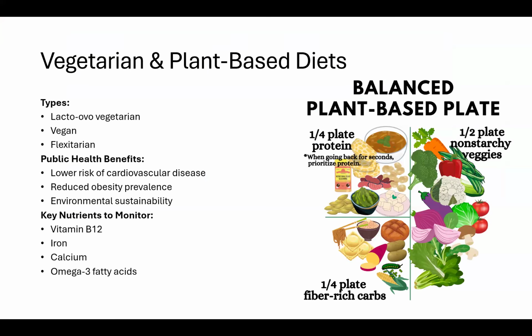Then we have vegetarian and plant-based diet. They have different types like lacto-ovo vegetarian, vegan, and flexitarian. They are important from a public health perspective, as they have benefits of lower risk of cardiovascular disease, reduced obesity prevalence, and environmental sustainability. Key nutrients which should be monitored are vitamin B12, iron, calcium, and omega-3 fatty acids in these populations, because there is a chance of decrease of these nutrients in their diet.